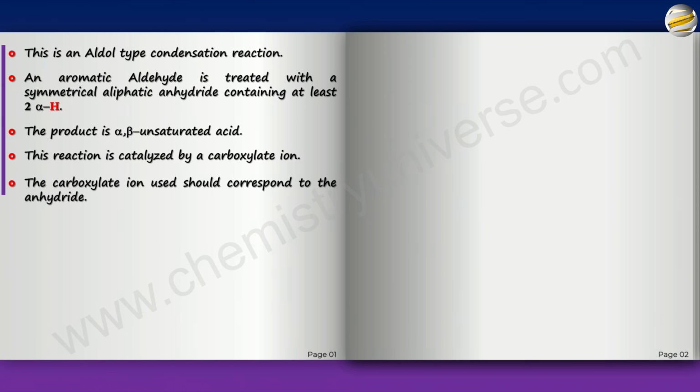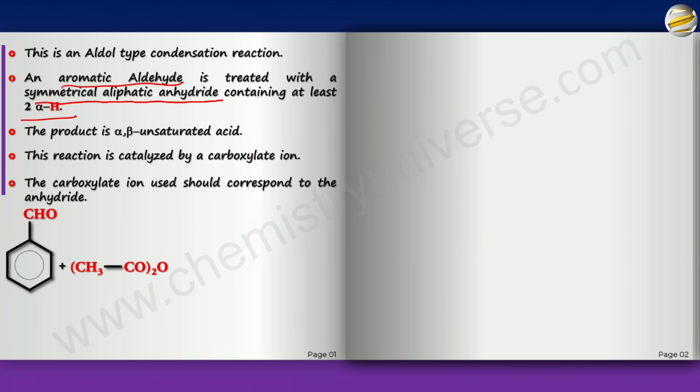So let me explain the reaction to you. You have an aromatic aldehyde, okay? So the first thing is you need an aromatic aldehyde. And what is it treated with? Symmetrical aliphatic anhydride with 2 alpha H. Let's say I take this one. So what does this anhydride look like? It looks like CH3CO, O, CO, CH3. Can you see it is symmetrical? Because the reason we need symmetrical is because we only want to get one product. And this must have 2 alpha H. Not just one, 2 alpha H.